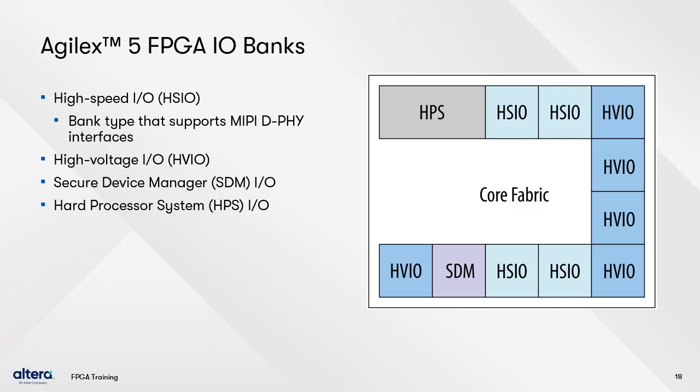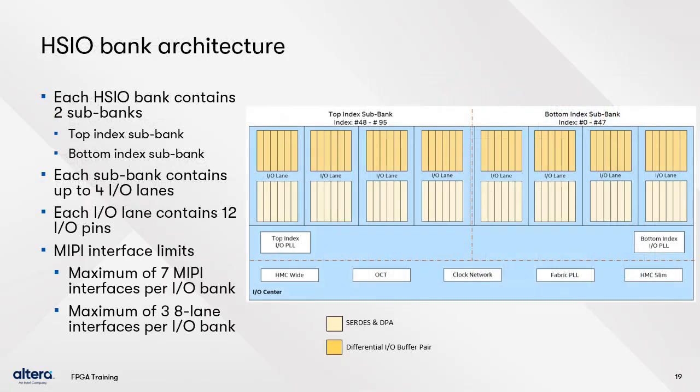Note that the purpose of this diagram is not to display all periphery resources, as you will notice it does not show the transceivers. MIPI support is limited to the HS I/O banks, so we will quickly review the HS I/O architecture. Each HS I/O bank contains 2 subbanks, the top index subbank and the bottom index subbank as shown in the diagram. The top index subbank is on the left and contains pin indices 48 to 95. The bottom index subbank is on the right and contains pin indices 0 to 47.